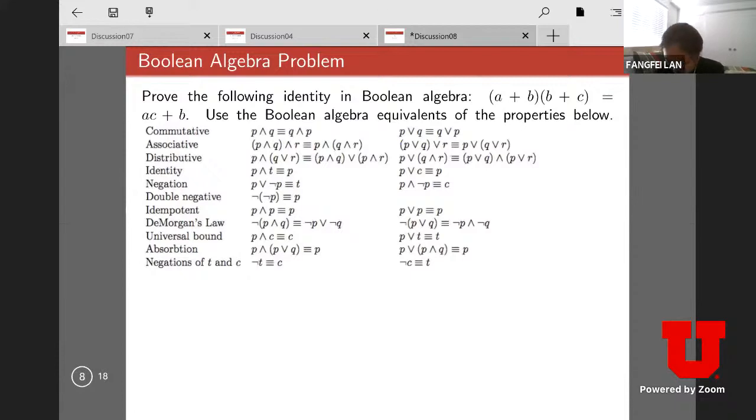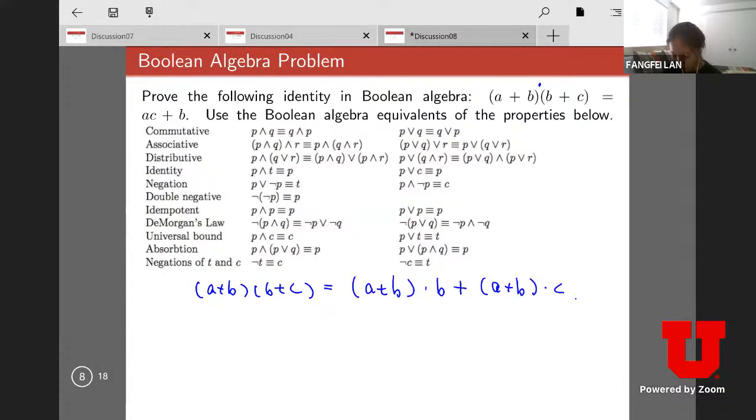Remember, this little dot in the middle is times. Yes, distributive. I see people are saying distributive in the chat, so that's good. How do we do distributive? Okay, so I will keep writing then. So B times, right, let's do this first. A plus B times B plus A plus B times C, right? So that's distributive.